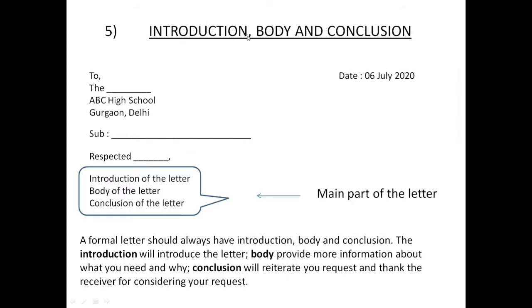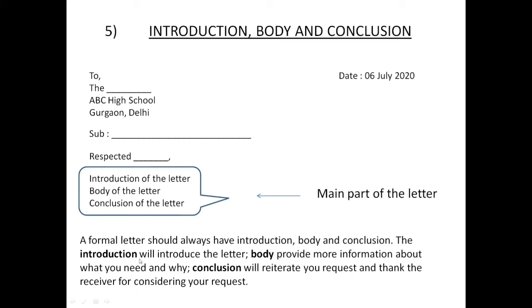So next step is introduction, body and conclusion. Means you can say the content, or the main part of the letter. So after the receiver address, the date, then after subject and salutation, now the main part of the letter comes, that is introduction, body and conclusion. So in the main part of the letter, where we start to write the letter, there are three parts. First is introduction.